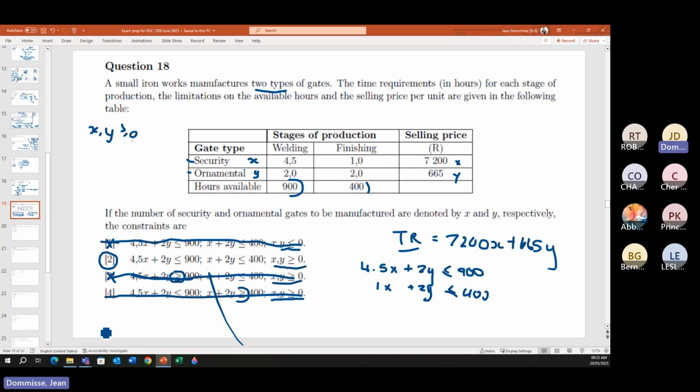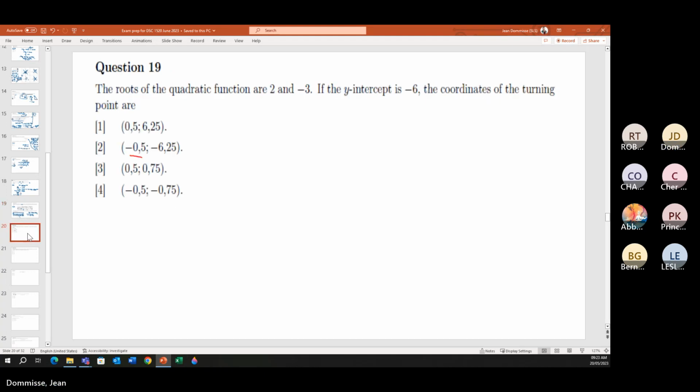Okay, so let's go into the next one. This is nearly, not 100% yet, what you asked for last time about the turning points and stuff like that, but it is working in that direction. So they give you some information, and with this information, you need to say what are the coordinates of a turning point.